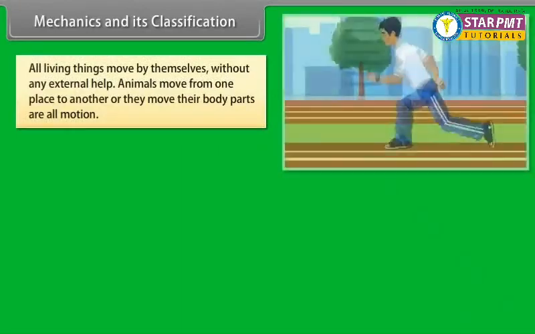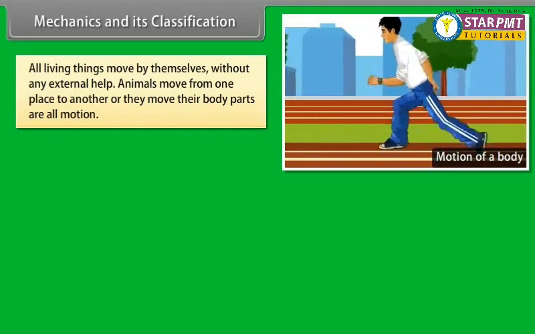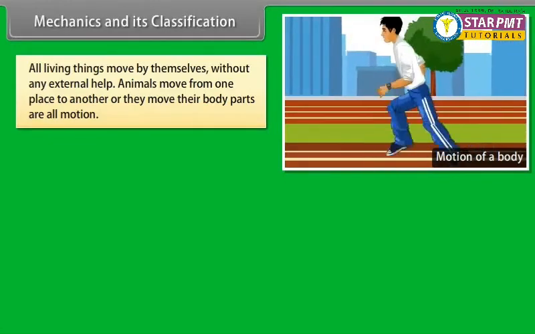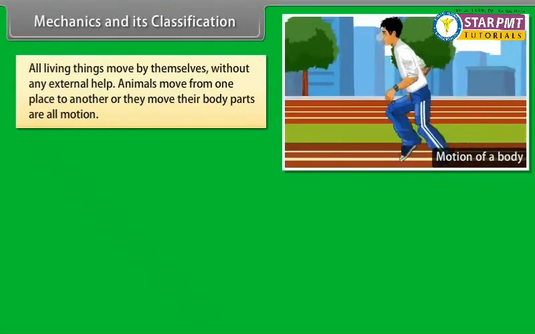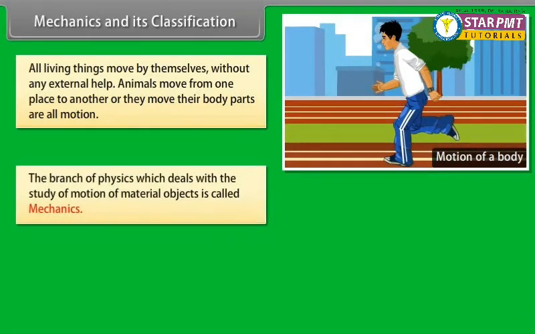Mechanics and its classification. All living things move by themselves without any external help. Animals move from one place to another, or they move their body parts, all of which are motion. The branch of physics which deals with the study of motion of material objects is called mechanics.